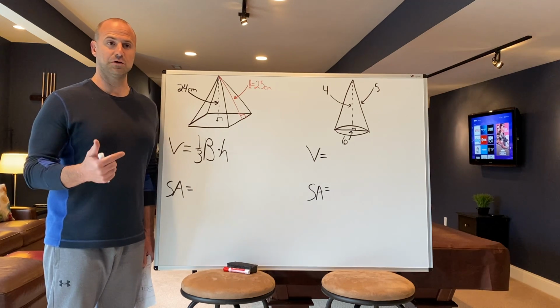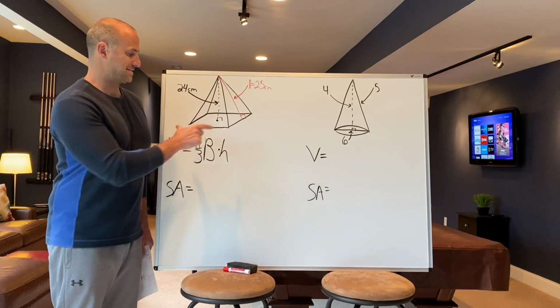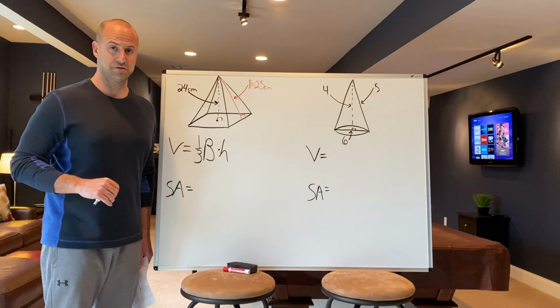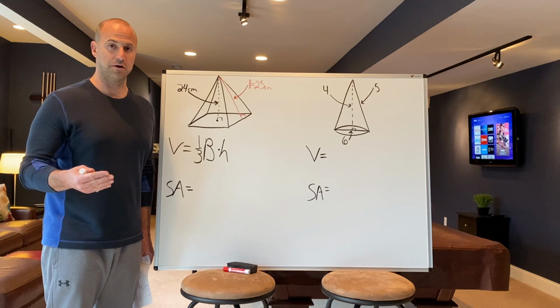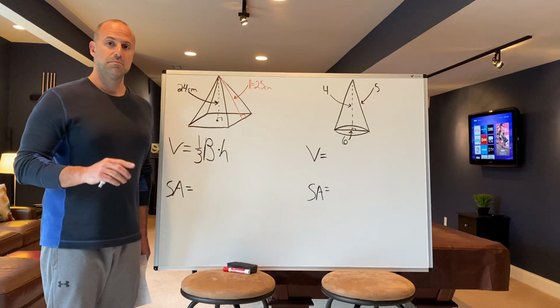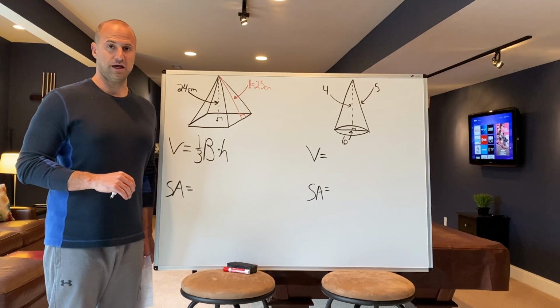If it were rectangular based, where the sides were not the same, this would be a completely different problem. So it's always important to know that going into it as well. But this one is a square base, so all these sides are the same. But what we have to do here is PTHAG.